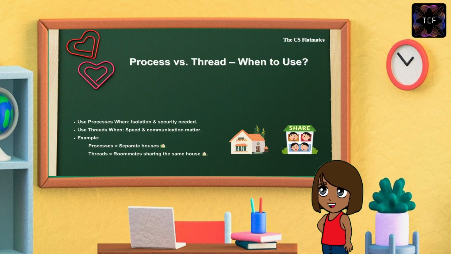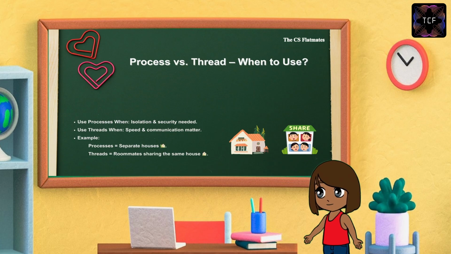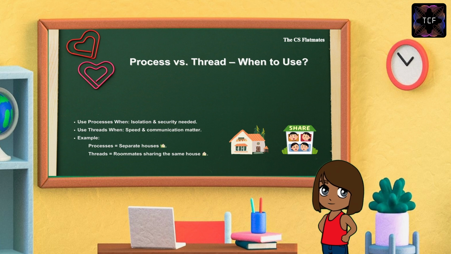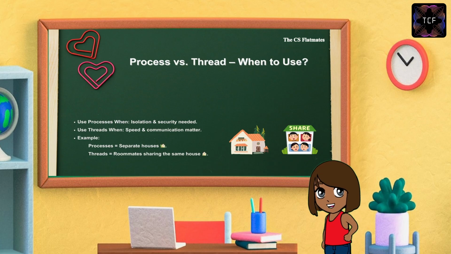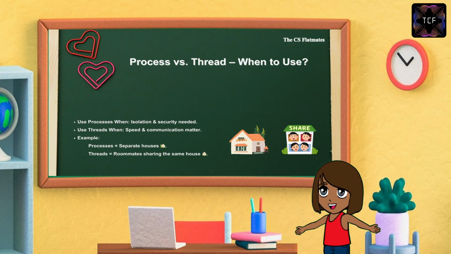Which is better, process or thread? It depends on the situation. Use processes when you need isolation. One crash doesn't affect the other, and security is important. Example, running different applications, Chrome, Spotify. Use threads when tasks need fast communication, since threads share memory, and performance and responsiveness matter. Example, multitasking within one application, Word, video player. Analogy: processes equal separate houses, each with its own kitchen. Threads equal roommates, sharing the same kitchen.